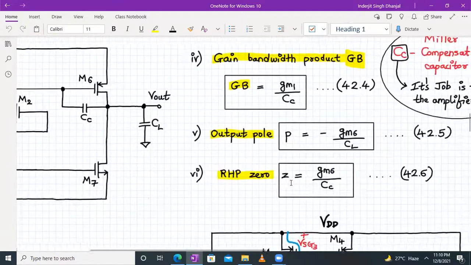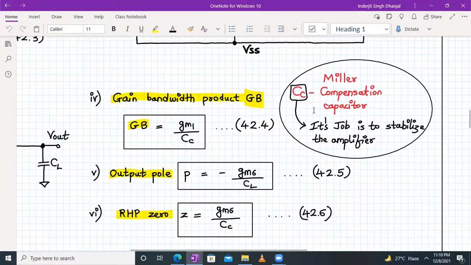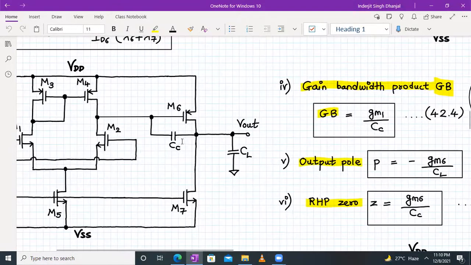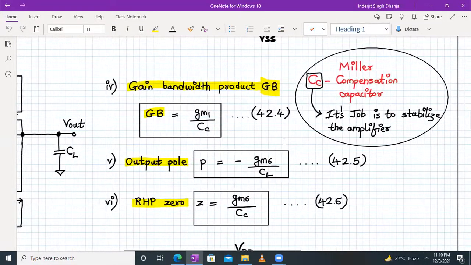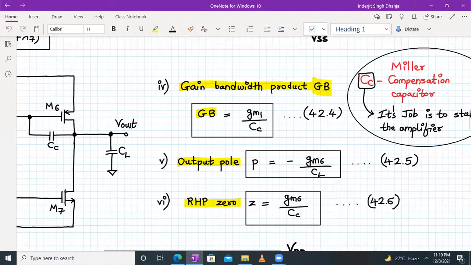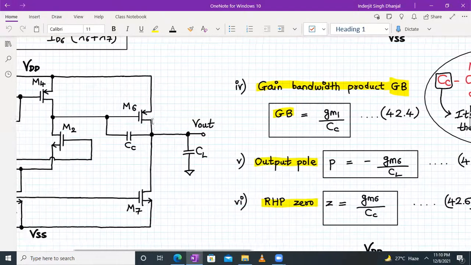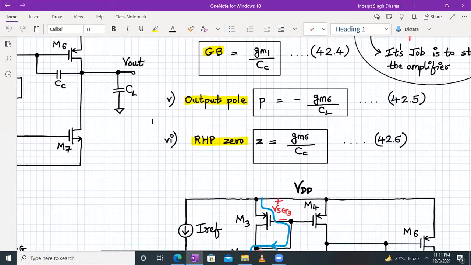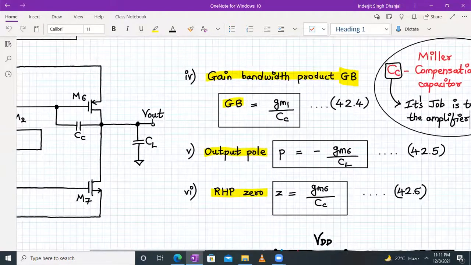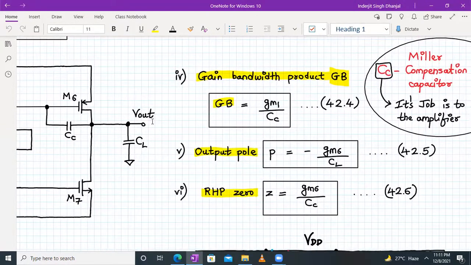Now, in the next step, we'll calculate the gain bandwidth product. Remember, CC is the Miller compensation capacitor, and its job is to stabilize the amplifier. So the gain bandwidth product will be equal to GM1 divided by CC. Now, what is the output pole? The output pole is P equal to minus GM6 upon CL.